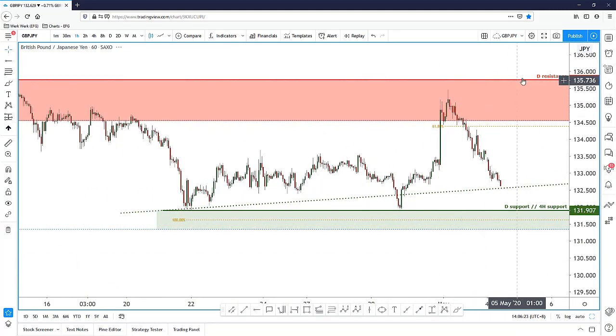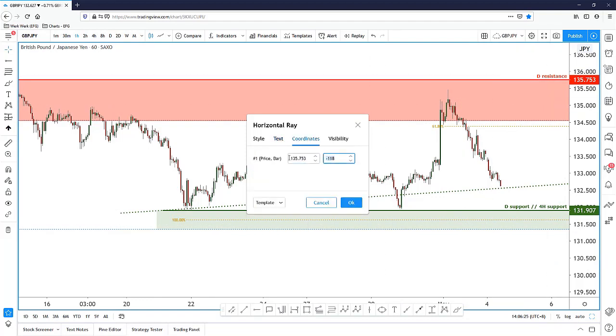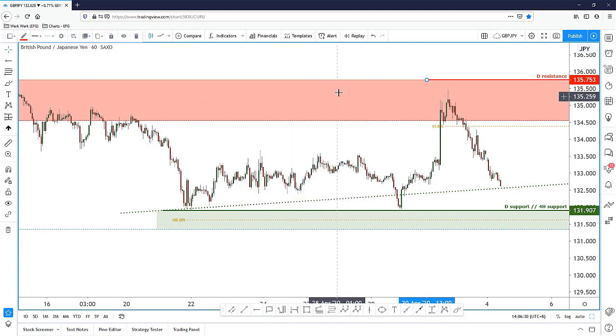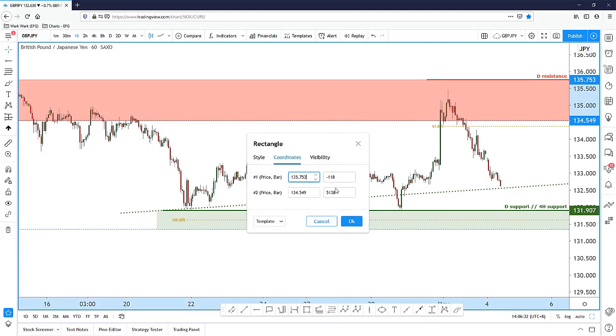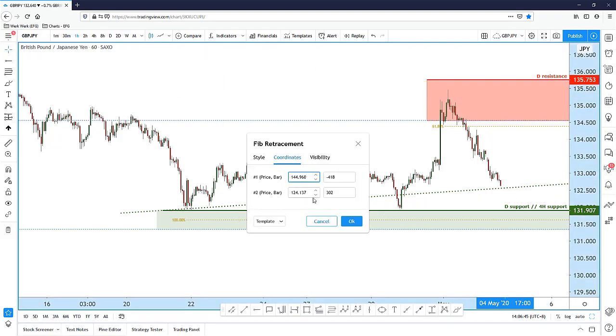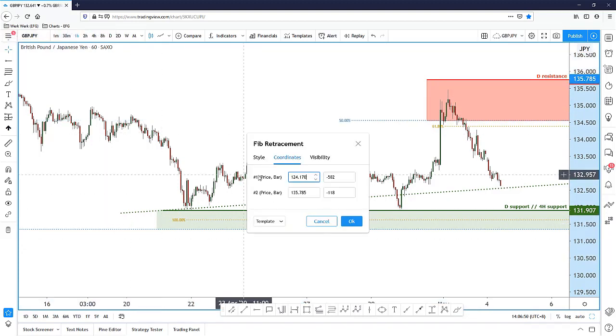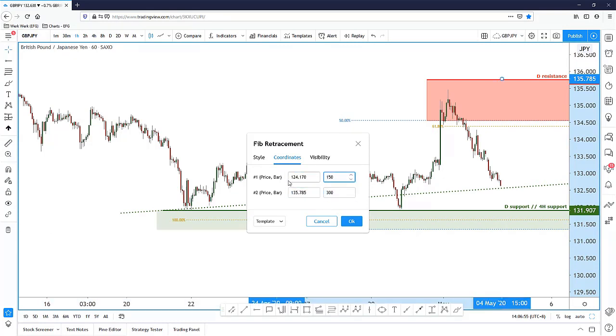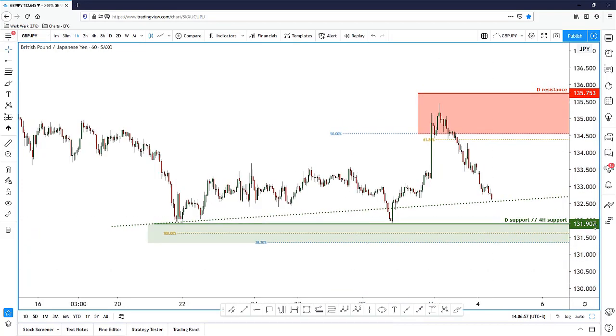Now we are on the 1 hour. Let me tidy this up. This box, let me tidy this up as well, and adjust this accordingly. Okay, so this is what we have on the 1 hour, right?